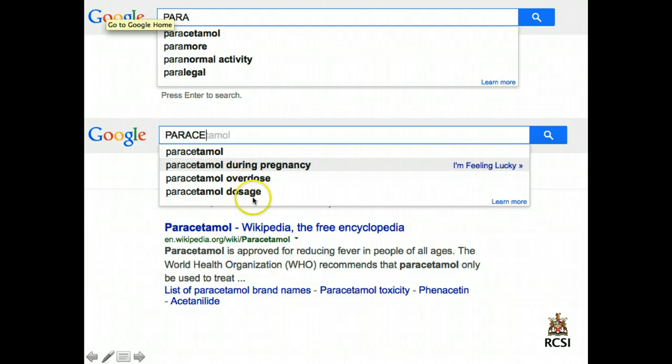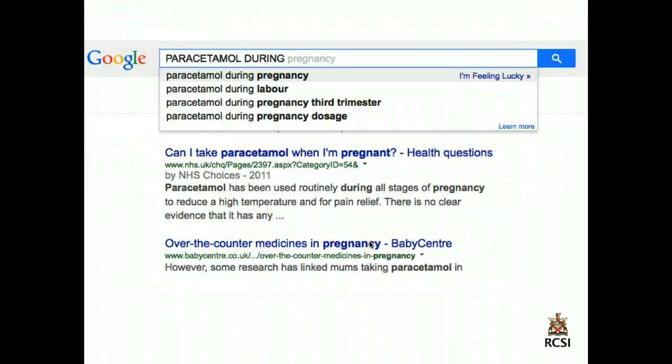Paracetamol during pregnancy overdose and dosage. It brings me to a Wikipedia page. This is all Google's doing. I've done nothing as such. I've just started to type. And then when I type the word during, it gives me more refined searches: during pregnancy, during labour, third trimester, and so on. And we can see it's starting to suggest different types of websites there. That was just general Wikipedia, and then down to the NHS, National Health Service in the United Kingdom.